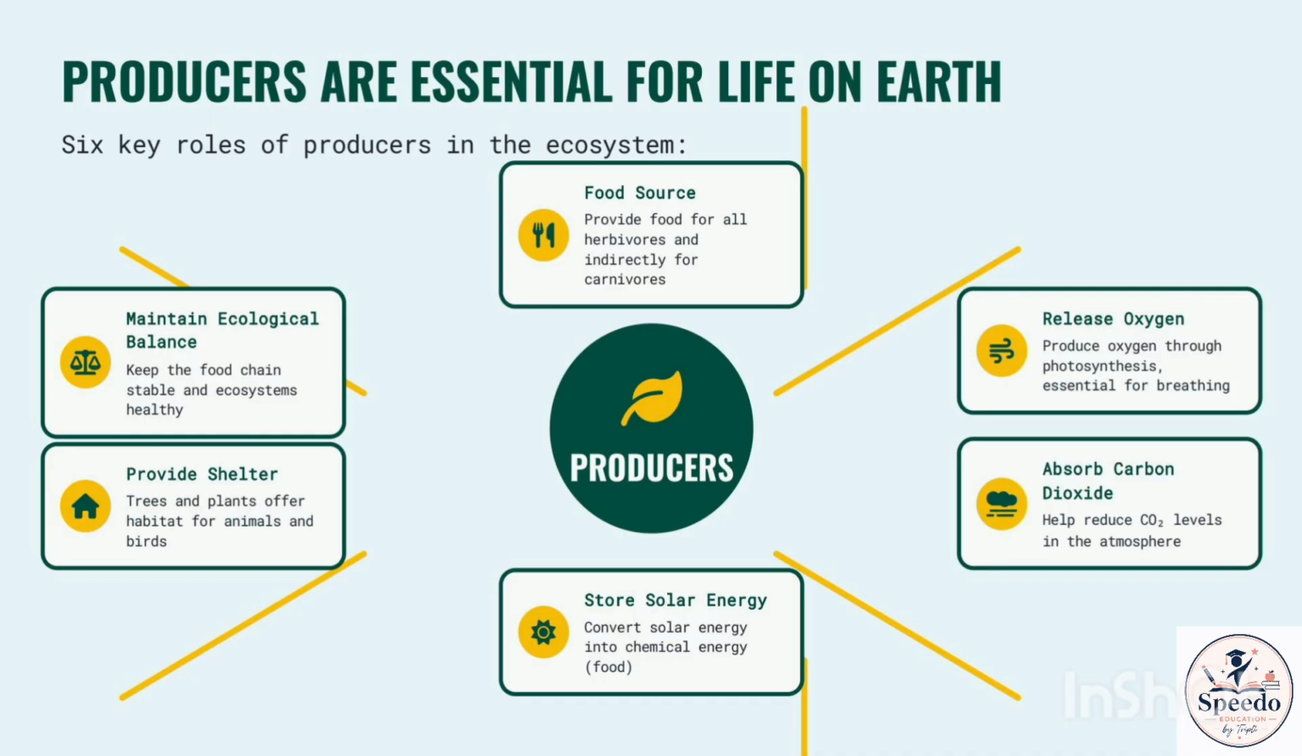How do producers make their own food? This is called photosynthesis. The process by which green plants prepare their food is called photosynthesis. The word photosynthesis comes from two Greek words. Photo means light and synthesis means to make or put together. So, photosynthesis means making food using sunlight. To prepare food, plants need four things: sunlight, water, carbon dioxide, and chlorophyll.